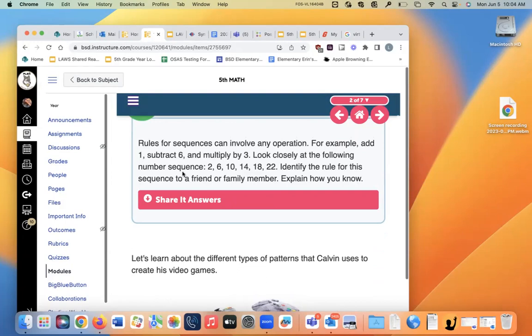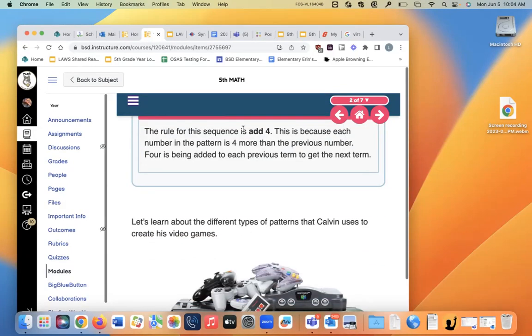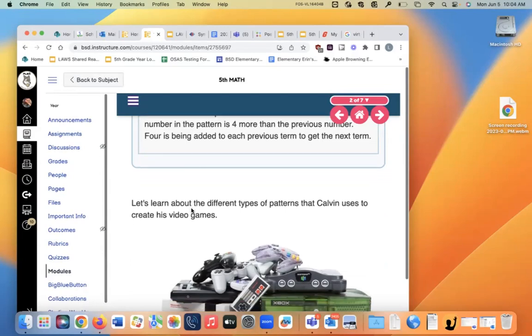Look closely at the following number sequence: 2, 6, 10, 14, 18, 22. Identify the rule. Tell me if you know it. Put it in chat. It's a pretty easy one. Can anybody figure out the rule? What's the rule? Adding by 4. Adding 4 is the rule, and you have to be careful with what you start with. In this case, you started with 2. The rule for this sequence is add 4. This is kind of a fun game to play when you're with a group of people: what's my rule?